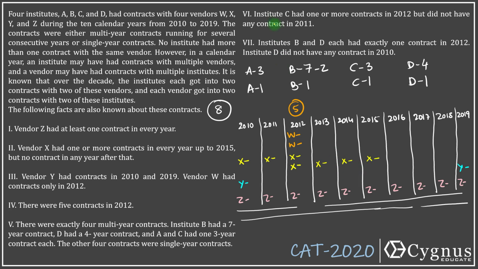Now, Institute C had one or more contracts in 2012 but did not have any contract in 2011. Now, C is the one who had this 3-year contract.